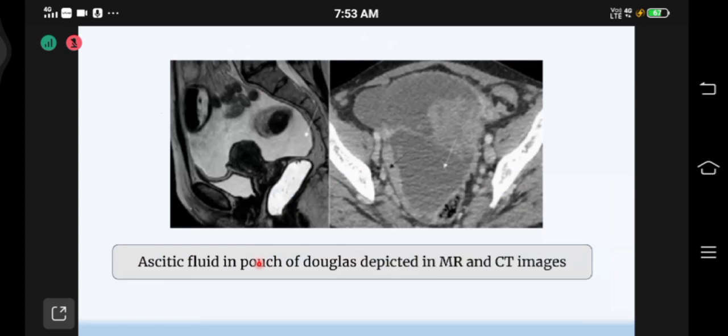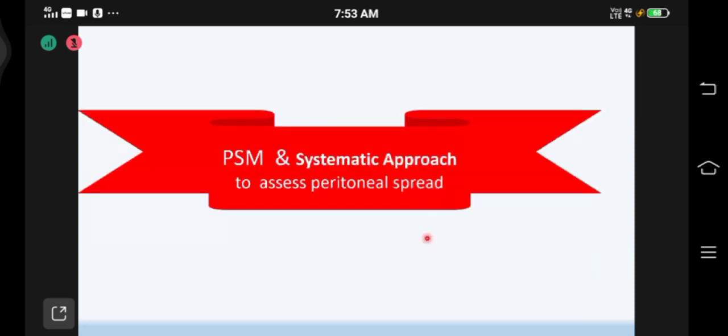Here the pouch of Douglas is very well appreciated. You can see the fluid filling up the pouch, and you can assess the amount of fluid filling up the pouch of Douglas, and the similar thing is well delineated in the corresponding CT images. I hope it is fine till now.